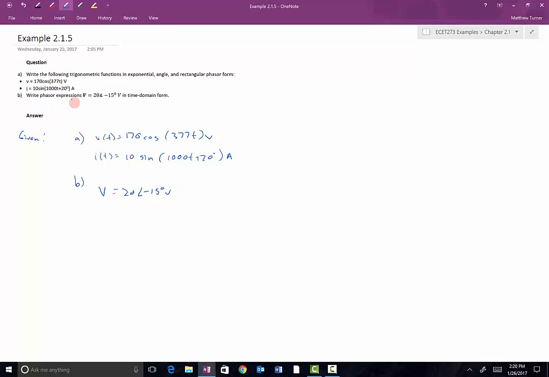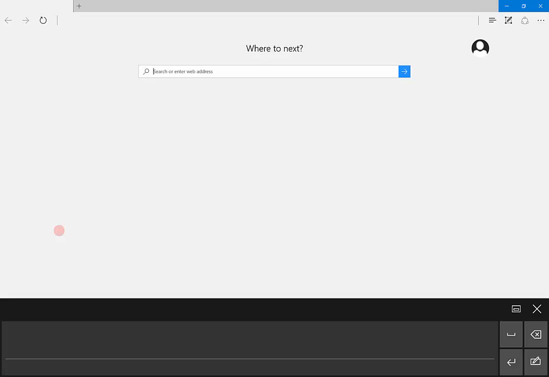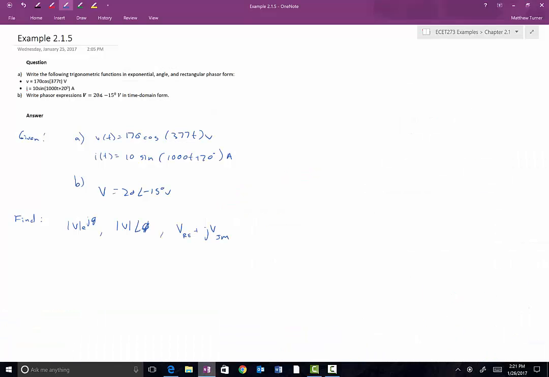So we are then asked to write these in exponential. So the form of exponential is V e to the j theta. Angle is magnitude of V, angle theta, or I'll use phi, to be more consistent, and then V real plus jV imaginary. So we're asked to put that in exponential form, angular form, and rectangular form. And then in B, we're asked to find V of t.